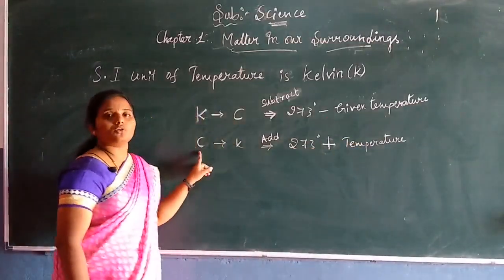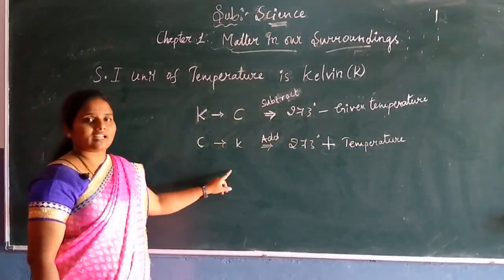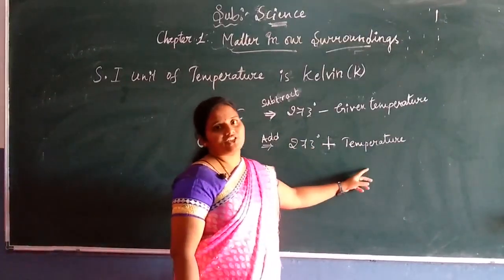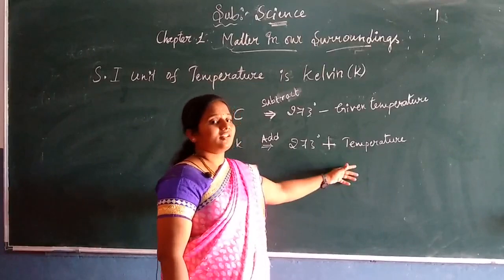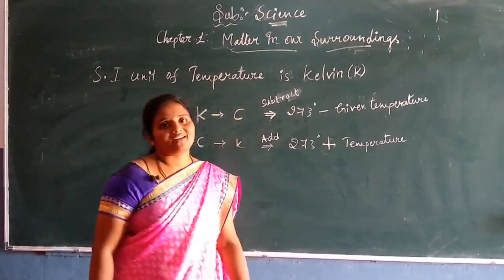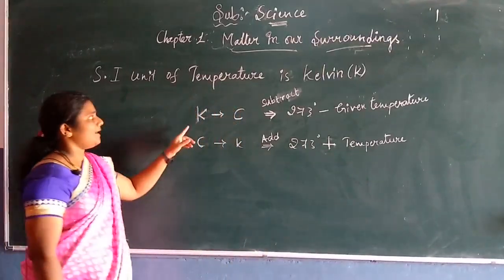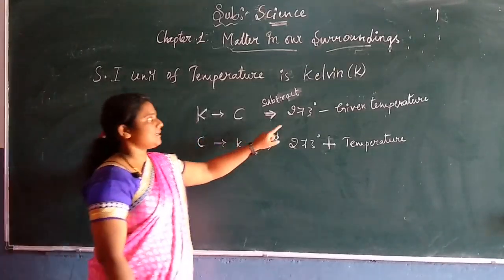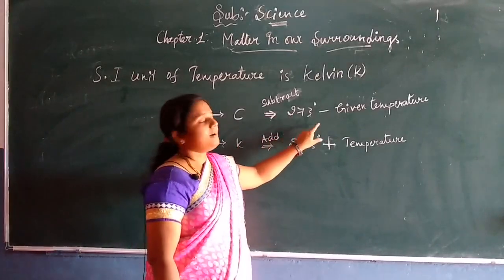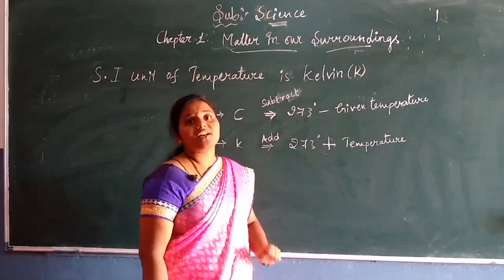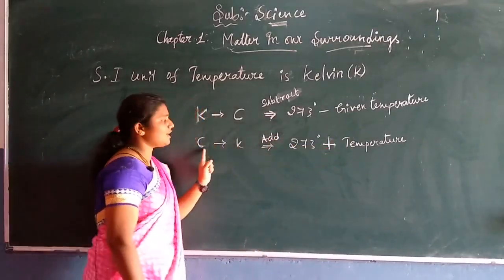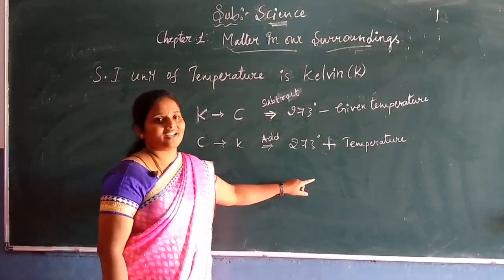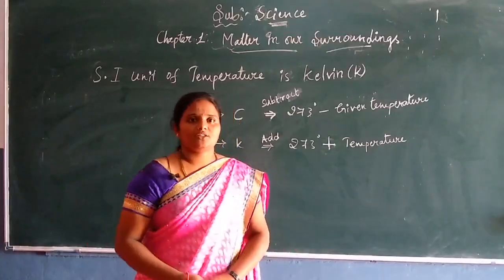Similarly, if you want to convert the Celsius scale to the Kelvin scale, then we need to add 273 plus the temperature. Whatever the given temperature is, that should be added to 273. Once again, I'll repeat. To convert Kelvin to Celsius, you have to subtract 273 from the given temperature value. Similarly, to convert Celsius to Kelvin, you have to add 273 to the given temperature.